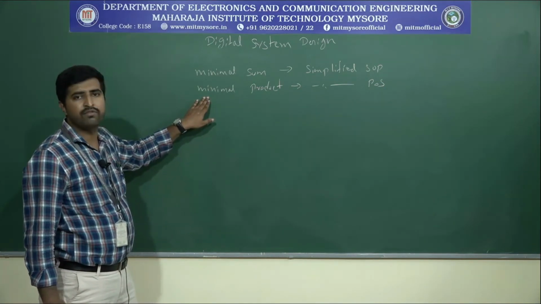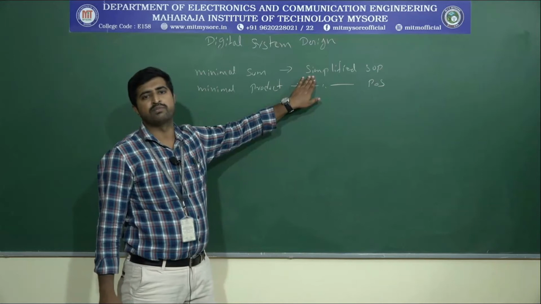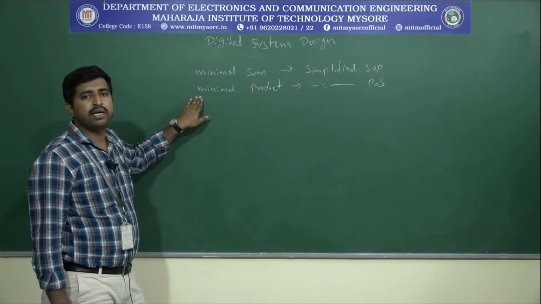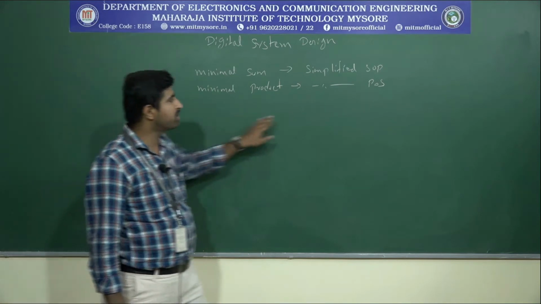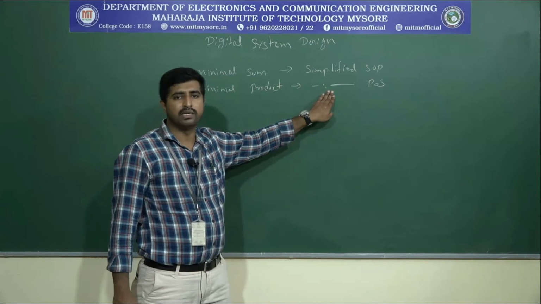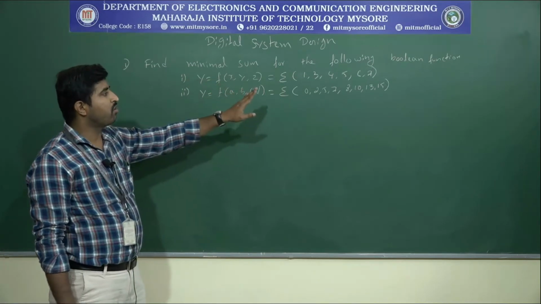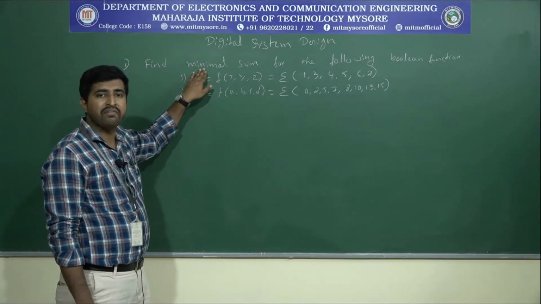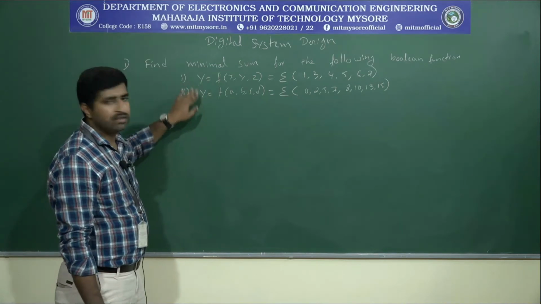Find the minimal sum for the given Boolean expression. That means we need to find the simplified SOP expression by using the K-map. Sometimes they may ask to find the minimal product for the given function, which means we need to find the simplified POS expression. Let's solve some problems related to that. Let's take the problem: find the minimal sum for the following Boolean function. As already said, minimal sum means we need to get the simplified SOP expression.